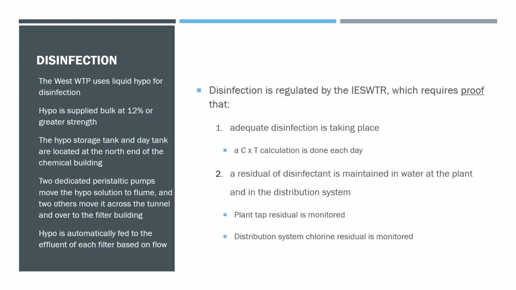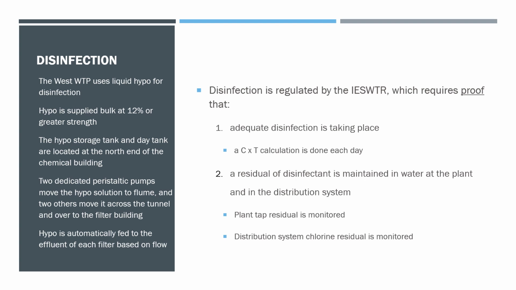So the Aquarius water treatment plant uses liquid hypochlorite for disinfection, and typically it's supplied in bulk at about 12%. They get a truckload in and divvy it up between the two water treatment plants they have, most of it going to the Aquarius plant, the other going to their smaller plant, the Bacon Road water plant on the east end. They have a hypo storage tank and day tank at the Aquarius plant that I showed you in the diagram earlier. And they have the dedicated peristaltic pumps that move the hypo solution to the flume and to the other across the tunnel over to the filter building, as I showed you, to the filter tables that have the individual feed pumps.